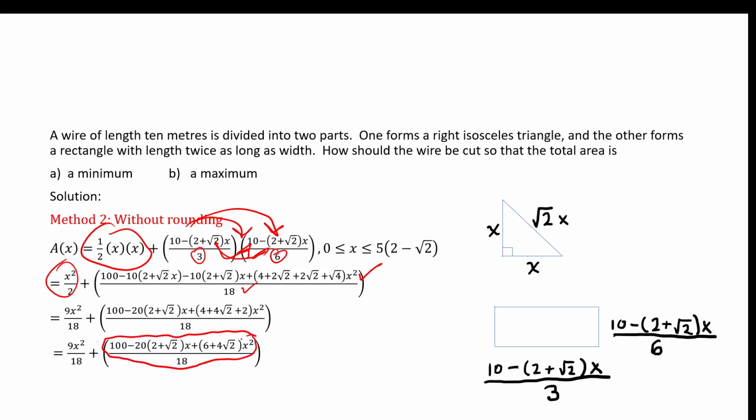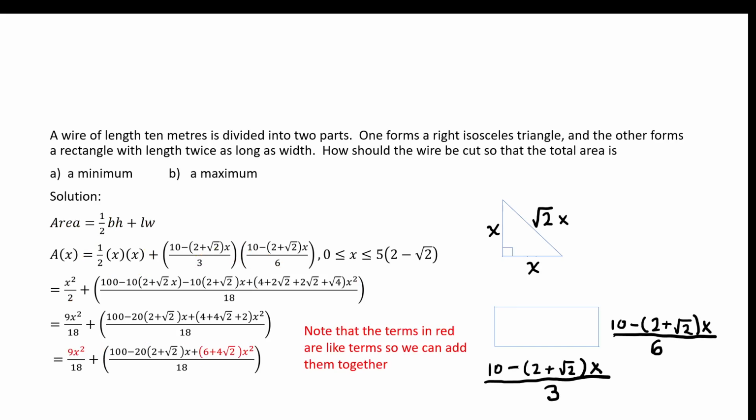Okay, and we can say that instead of putting it... note that the terms in red are like terms, so we can add them together. One thing that we're doing here on the next line, we left it the same as it was on the previous slide, but then we turn this x squared over 2 to 9x squared over 18, so that we can have our common denominators.